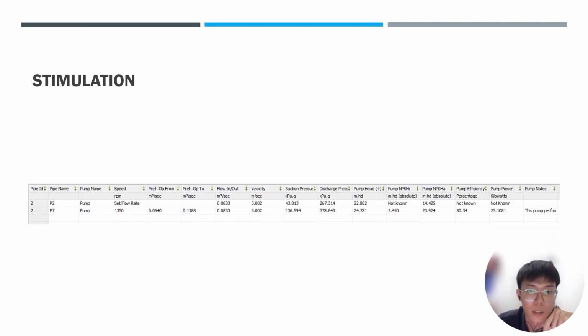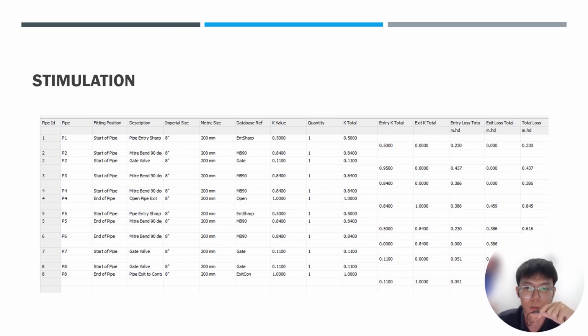Okay, and this one is the pump result, and P2 is like a control valve, so it's not important. P7 is the most important one that we use, where we can get the RPM, velocity, flow in, flow out, then suction pressure, and importantly the pump head loss and the pump efficiency. This is the result that I get, which can be used to compare with our theoretical calculation. Pump power is 25 kilowatts, and this one is the result of the simulation for my pipe fitting, which can be used to determine our coefficient for every fitting position.